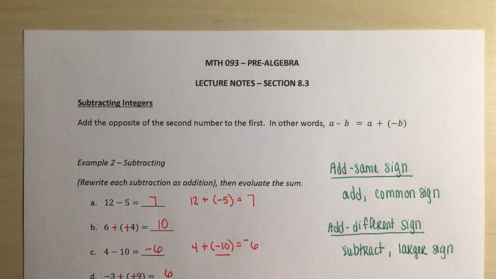For E, we only have one minus sign in the middle, so I'm going to rewrite this as an addition problem. -5 plus -3. These are the same sign, so we're going to add them. They're both negative, so we get a -8. Right? -5 plus a -3 gives us a -8.